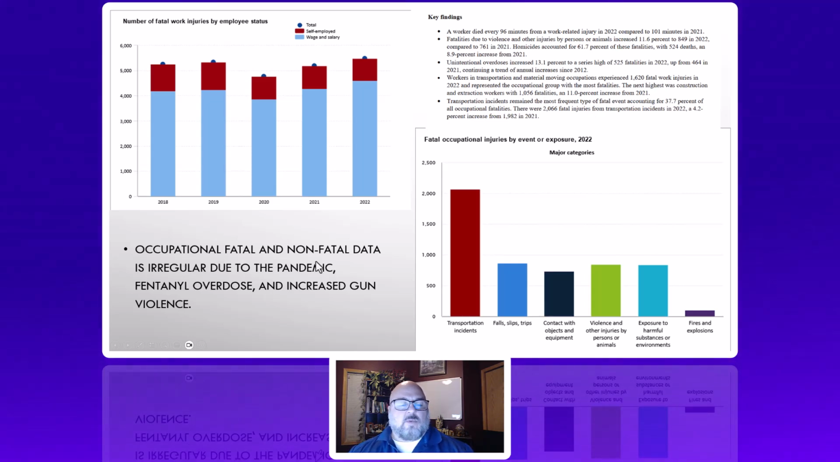But what's interesting is, let me give you some insight here and see if you agree with me, is that things have become irregular since 2020 due to the pandemic, and people weren't sure how to report when people either became debilitated or died from the coronavirus. We have had a significant increase every year of fentanyl overdoses, and finally there has been an increase in violence, gun-related violence, and I believe up here homicides accounted for 61.7% of these fatalities. Yeah, and suicides in certain industries are also increasing.